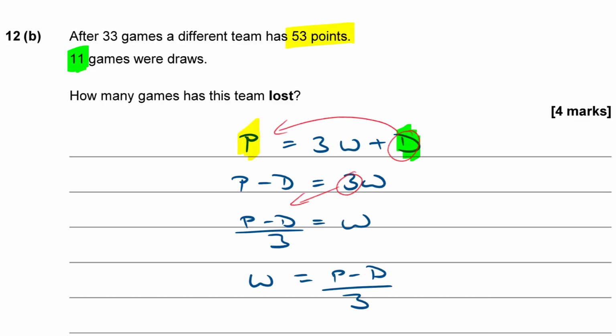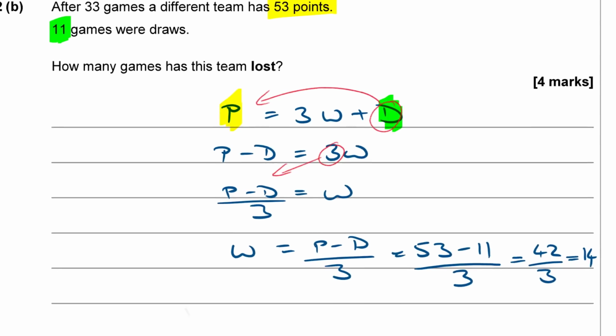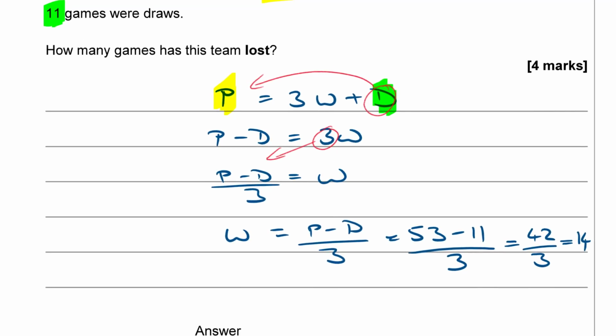Okay, now subbing in the things that I know then. So I know that P is 53, and I know that D is 11. So what is 53 subtract 11 all divided by 3? Well, 53 subtract 11 is 42. 3 goes into 42 14 times. Okay, so that's the number of wins. So the number of wins is 14. So we've got wins is 14, and we know that draws is 11. So what's the number of losses then?